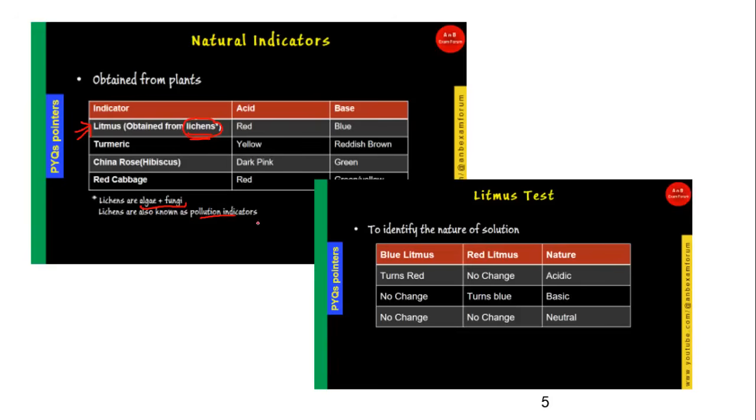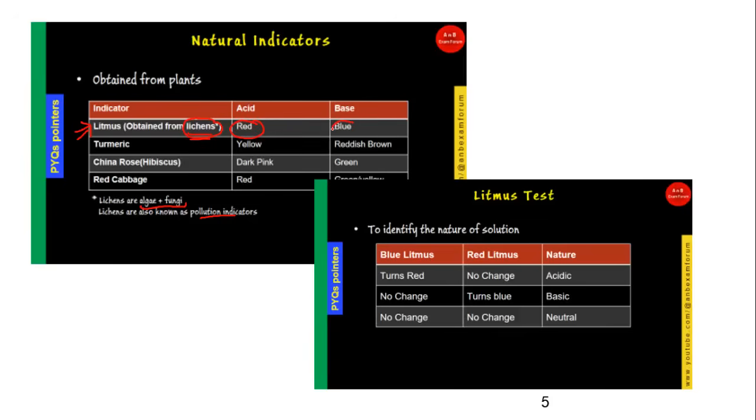Okay, so if litmus is turning red, it means it is acidic, and if litmus is turning blue, it is a base. So how to remember this? Remember, red is danger, and acid is highly concentrated, so you can think that when it turns red, it means it is an acid.